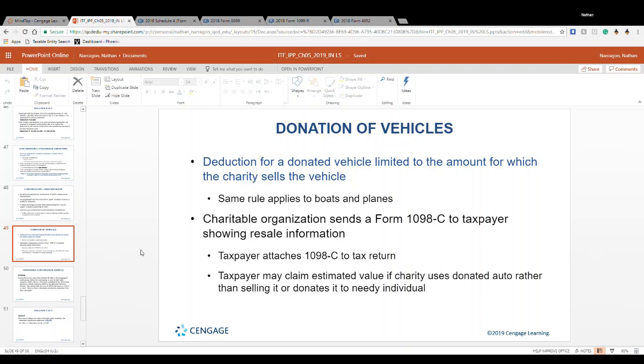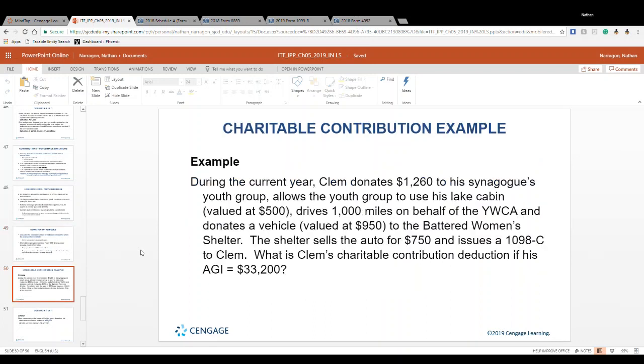Now, the taxpayer may claim estimated value if the charity uses the donated auto rather than selling it, or donates it to a needy individual. So if a charity donates it or uses it, we get to use an estimated value. Okay? Basically, fair market value is our estimate, Kelley Blue Book. But if the purpose is for them to sell it, we have to wait for that 1098-C. So you gotta know how the charity is going to do it.